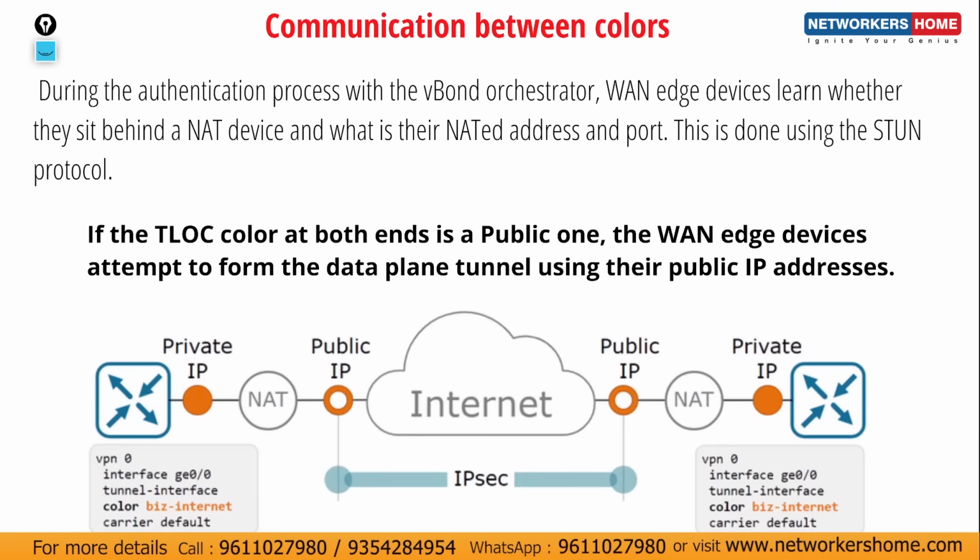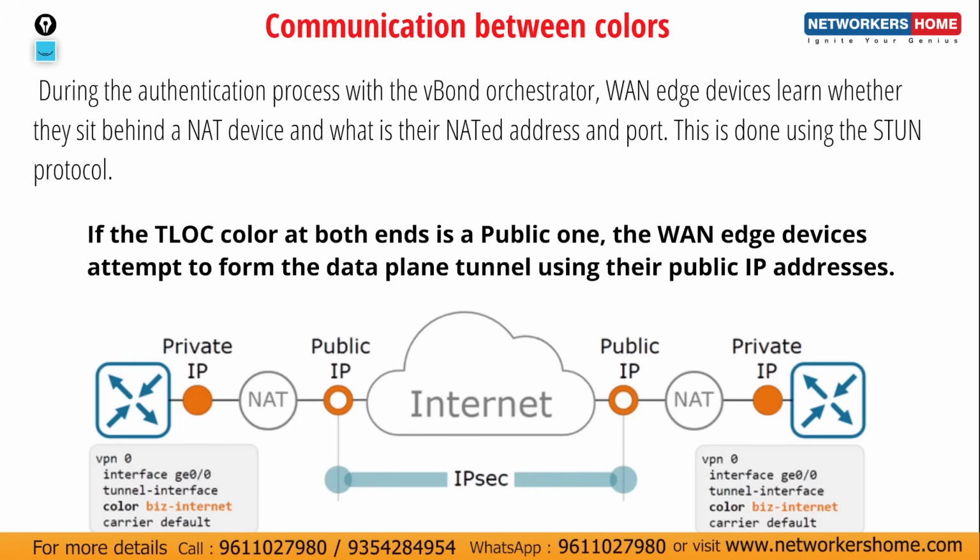So how does the communication happen between the colors? During the authentication process with the vBond orchestrator, WAN edge devices learn whether they sit behind a NAT device, and that is their natted address or port. This is done using the STUN protocol. In fact, I think it's an open standard protocol used by Cisco for NAT.